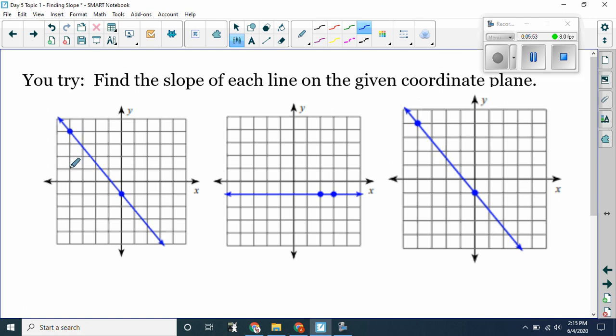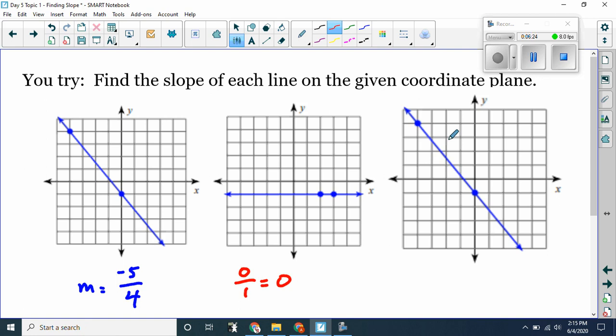1, 2, 3, 4, 5. This first one has a slope of down 5 over 4, so negative 5 over 4. This one, my rise, notice I go up 0 over 1. 0 divided by 1 is 0. Notice also earlier we said horizontal lines have a slope of 0. That's why, because I go up 0 and then over.